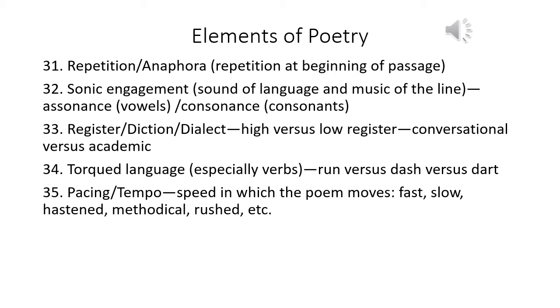35. We spoke about this before, and this has a lot to do with what Robert Creeley is doing within his poem through white space and punctuation and cutting down on the language, compressing it, and compression itself, pacing and tempo. They mean the same thing. The speed at which the poem moves. Is it fast? Is it slow? Is it hastened? Is it methodical? Is it rushed? Etc.